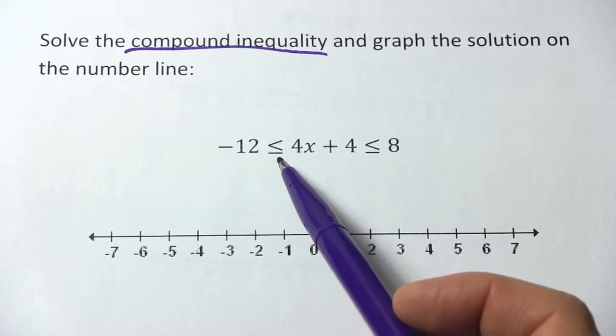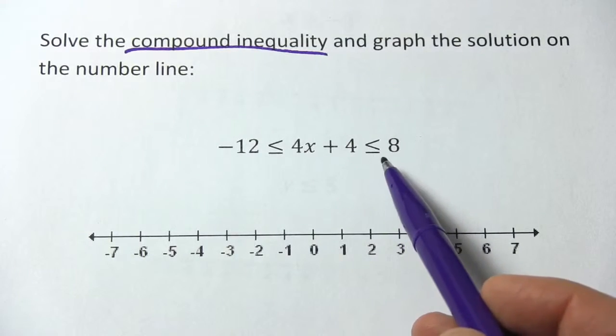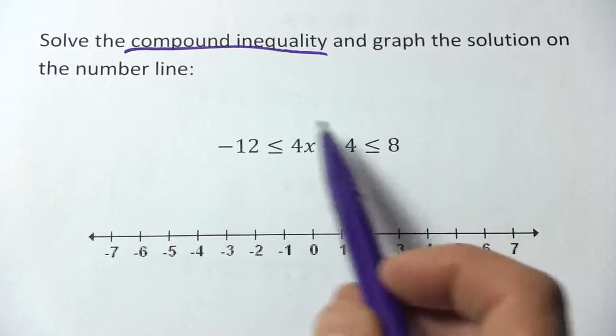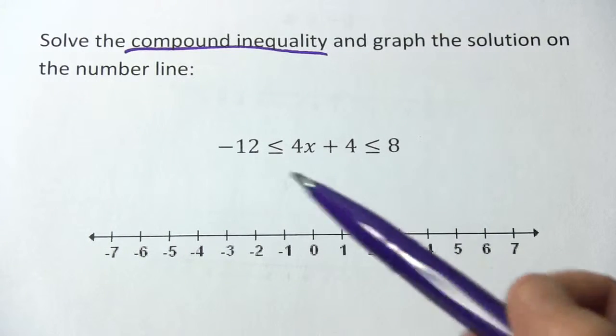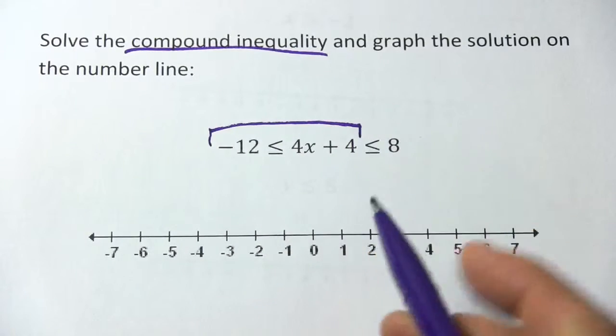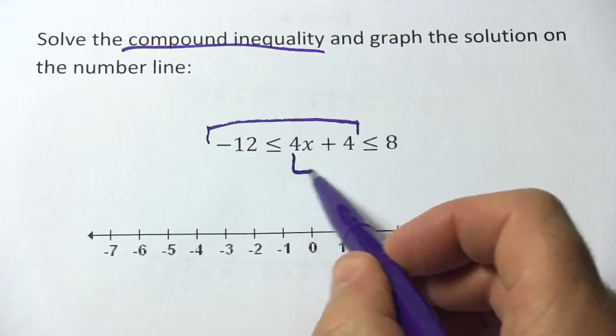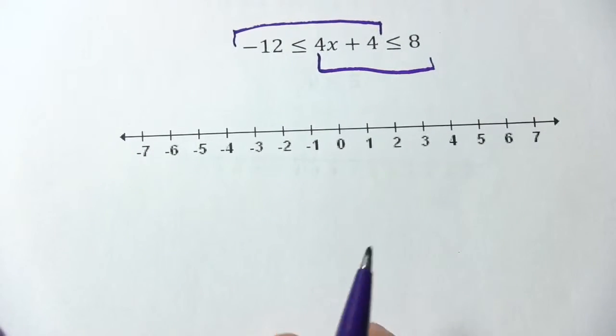There's this negative 12 over here, an inequality symbol, this 4x plus 4, another inequality symbol, and an 8 over here. When you see this sort of three-part structure, you need to split it into two separate inequalities. One of them will be this chunk, and the other will be that chunk. So let me just rewrite those down below here.